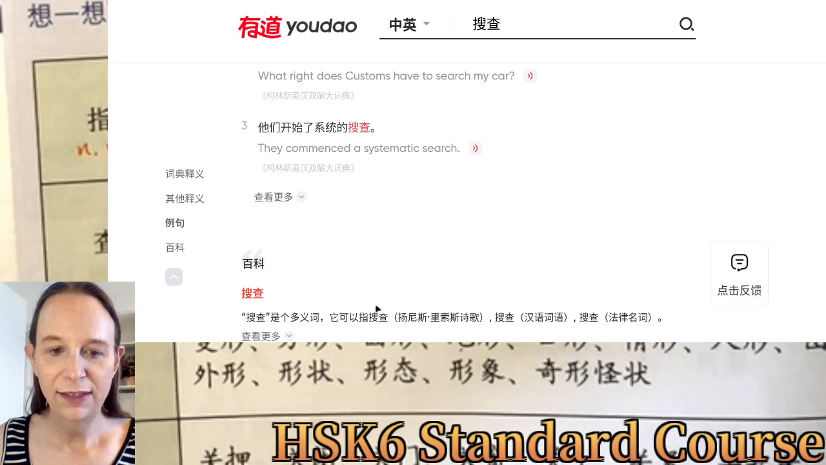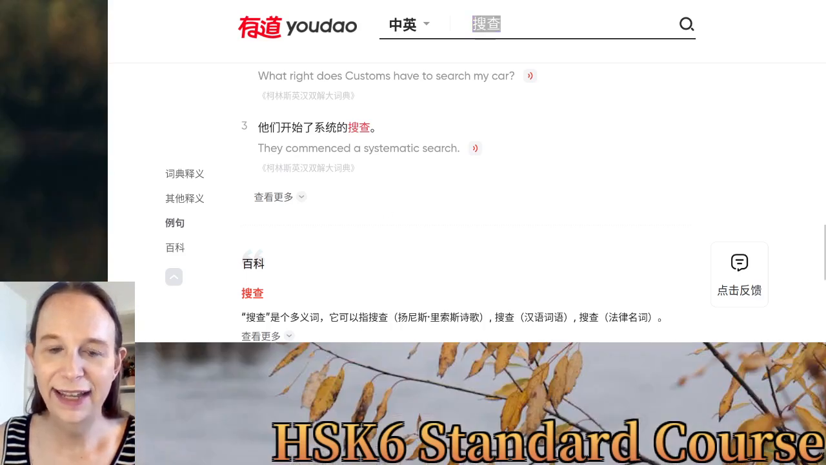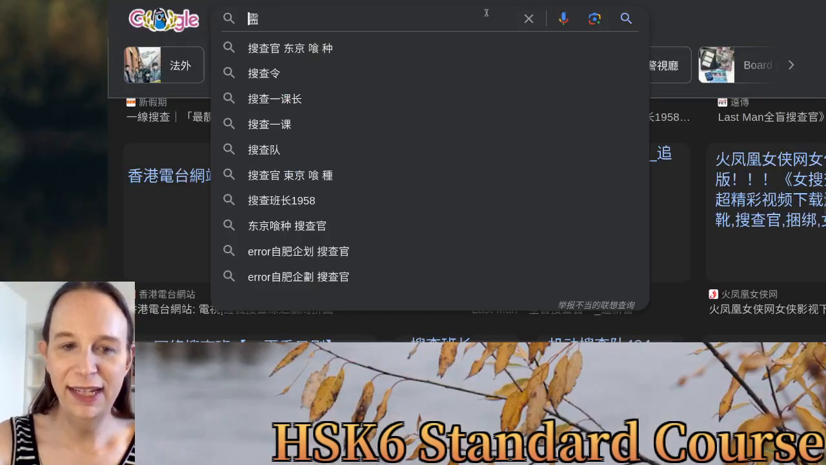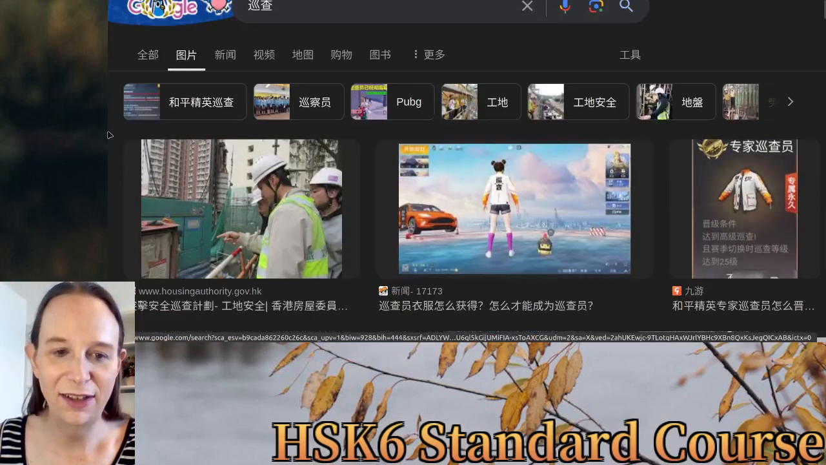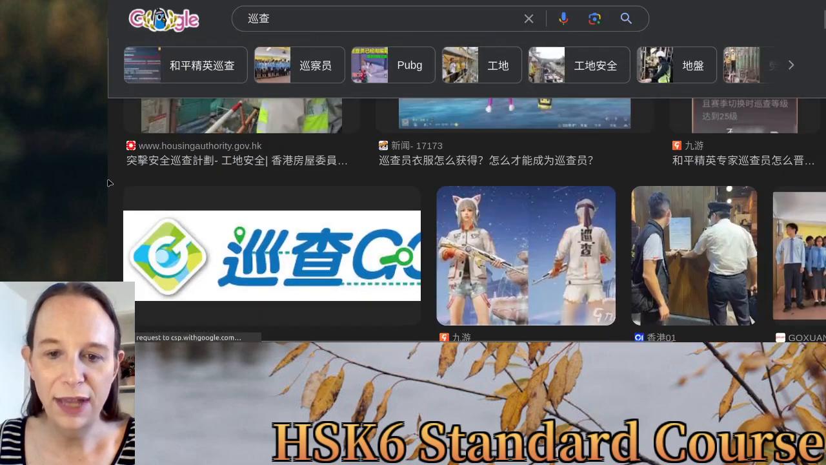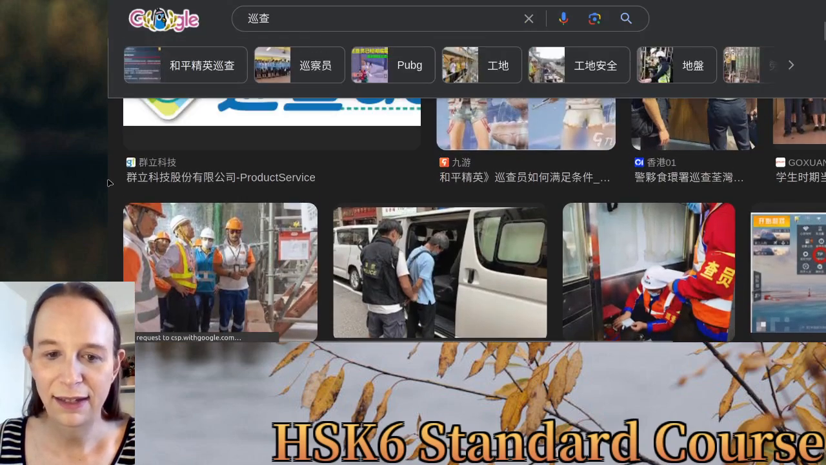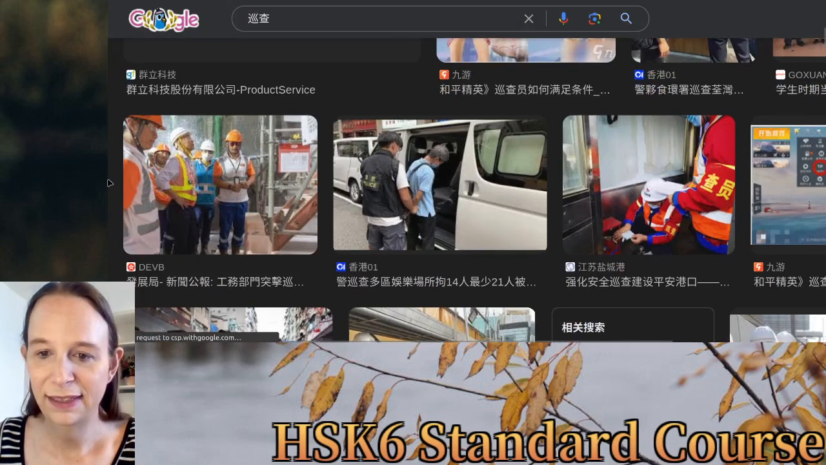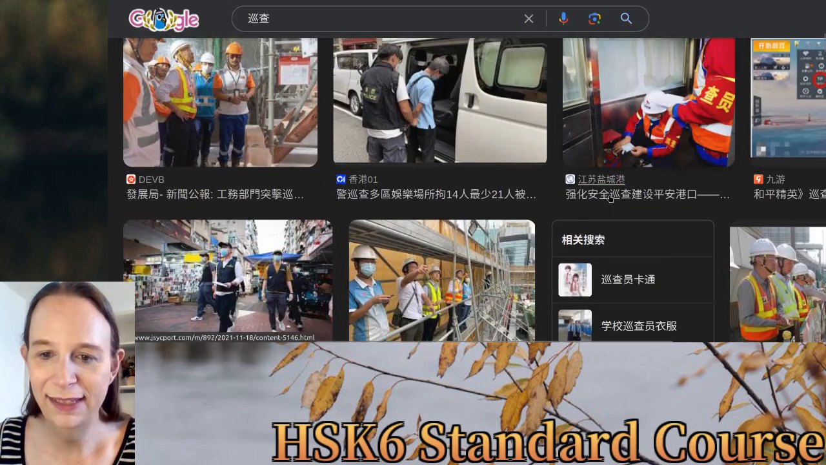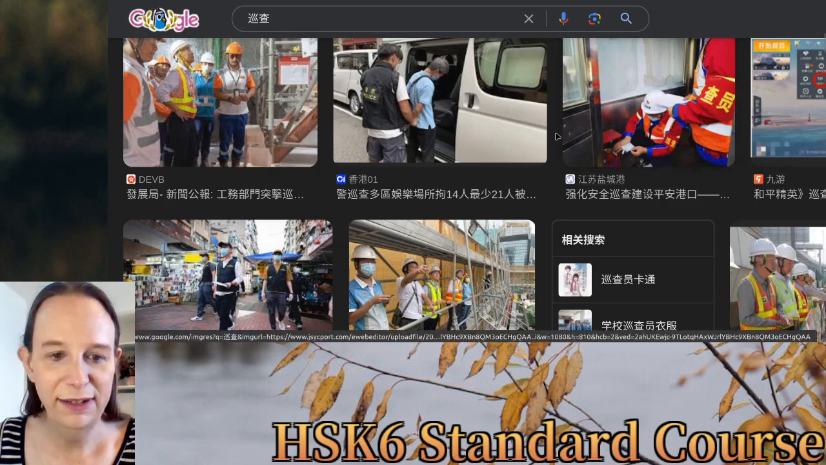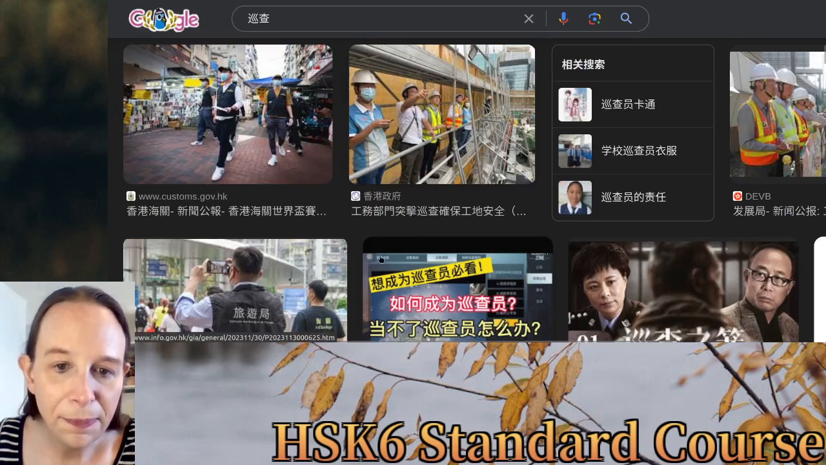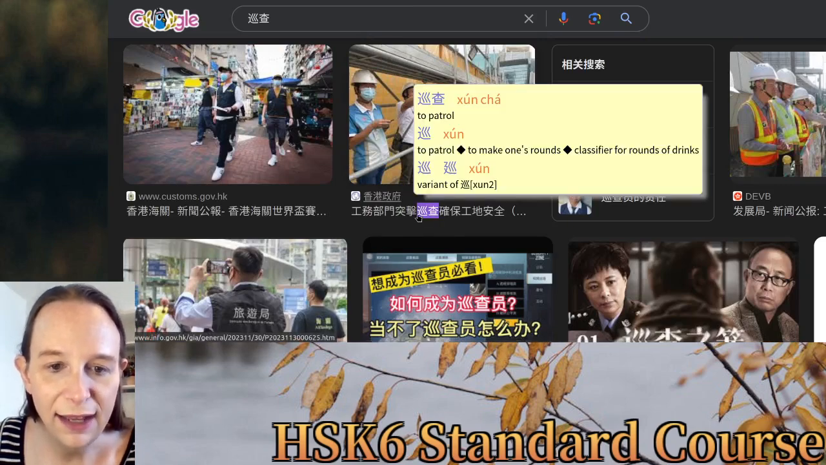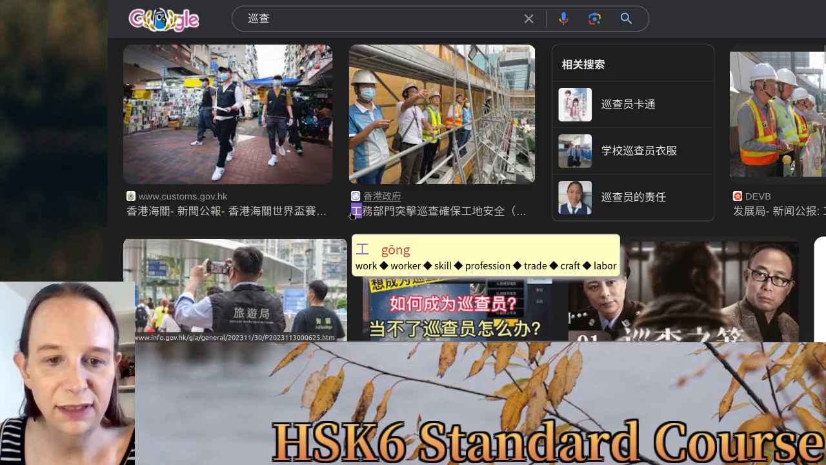Next, 巡查. 巡 is a patrol, right? 巡逻. So you're patrolling and searching, I guess. I'm imagining you're just walking around checking for things going wrong. 巡查. I'm not sure what I'm supposed to take home with this, but where is 巡查? Do you see the word anywhere? There it is, 巡查. Okay, so what is that?